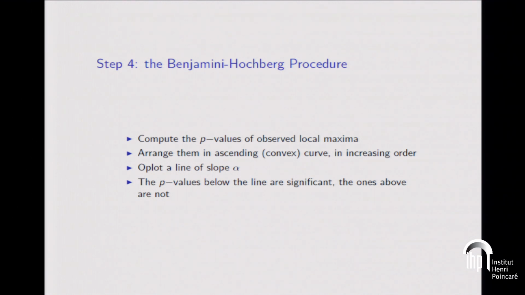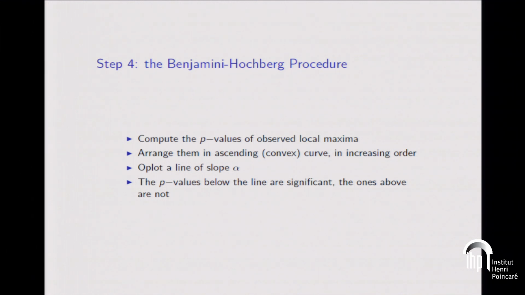Okay? So you arrange these p-values in increasing order. So these are the ones that are really small, then these ones are larger, and so on and so forth. And you can prove that you get a convex line like this, which goes between 0 and 1. Okay? So these are just the p-values that you have observed. You have observed 100, 1000 local maxima. You compute the p-value for each of them, and you put them in this line.